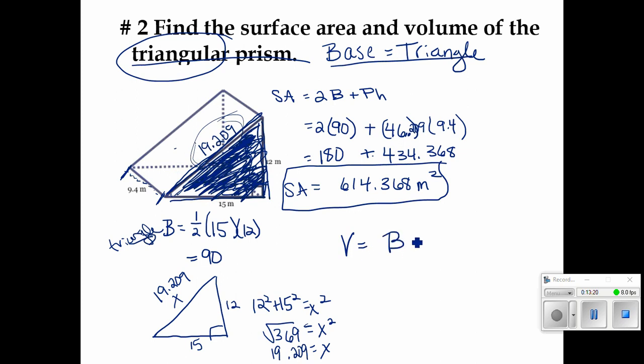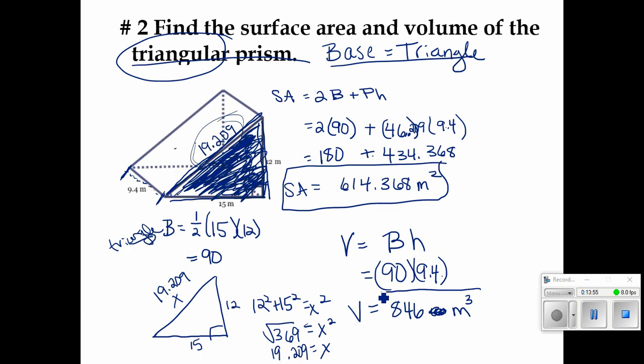Volume is area of the base times the height. Now remember, who's the base? The triangle. Did we not figure out what the B was before? Yep, it was a 90. So 90. And then h, again, how tall is this prism if it's on the base? 9.4. The h doesn't change from one to the other. So we just take 90 times 9.4. 846. Done. So 846 units cubed. Ooh, but I know the units, it's meters.